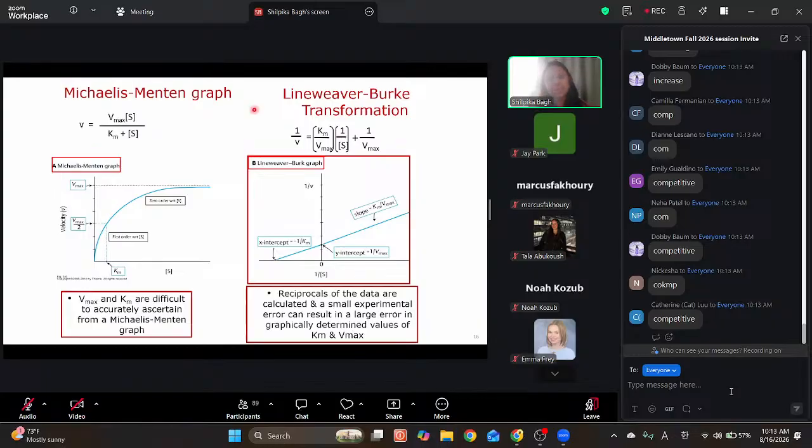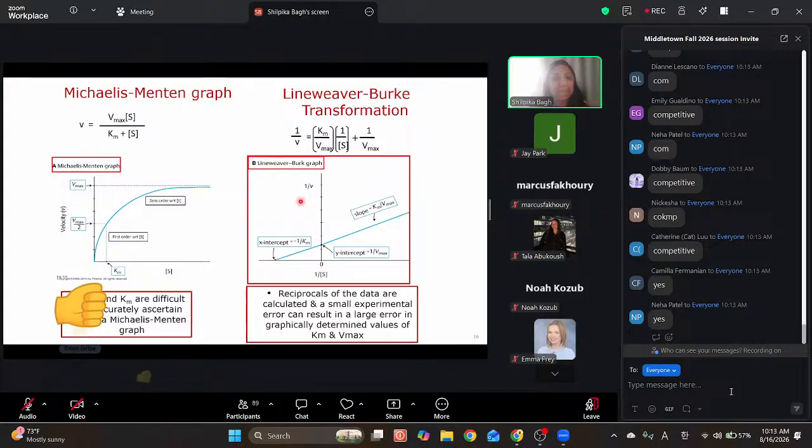Now you go to this Lineweaver-Burk plot. I hope you're following my pace. Yes, because I want to just refresh these three lectures.